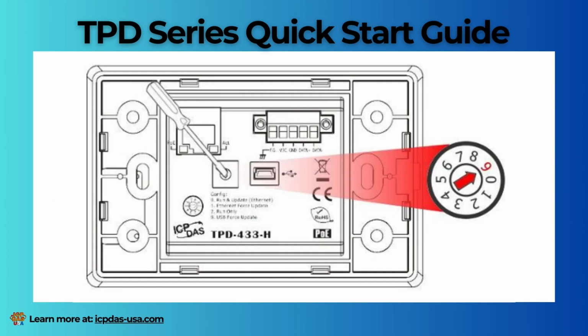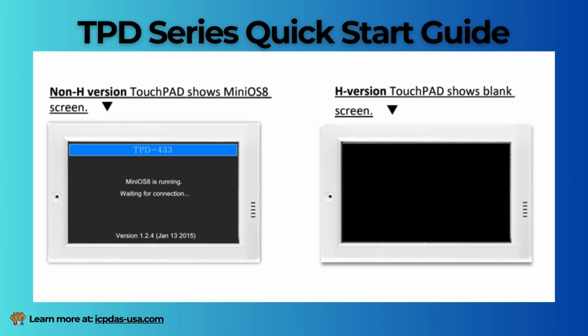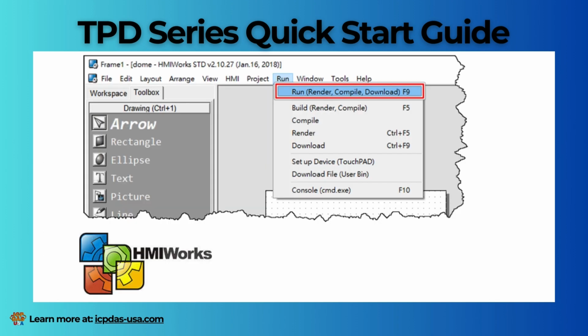Step 3, power off the touchpad device and use a flathead screwdriver to set the rotary switch on the touchpad device to position 9, USB update mode. Note that the default configuration is position 0. Step 4, power on and reboot the touchpad device for the waiting update. For non-H versions, touchpad shows Mini OS 8 screen, and for H versions, touchpad shows the blank screen. Note: verify that the new project has been created.